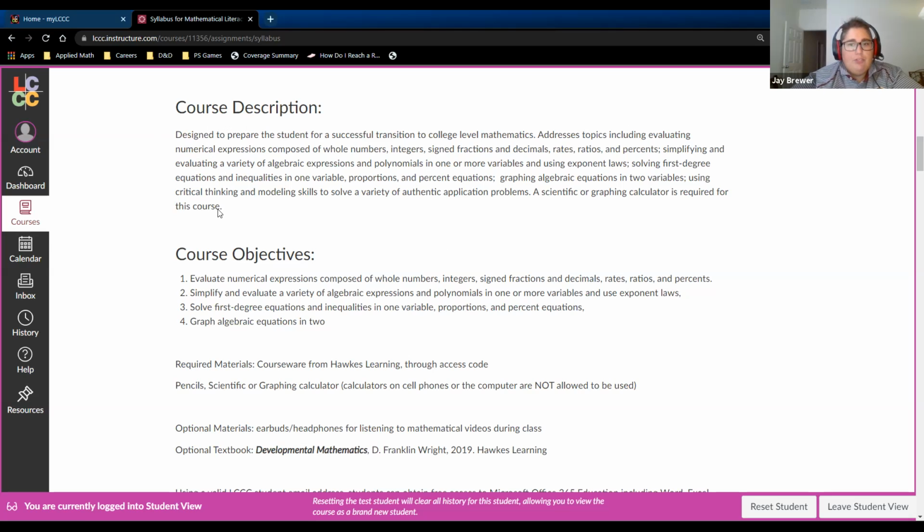Here's your course description. Basically, we're going to start at the very beginning. You're going to talk about whole numbers, integers, fractions, decimals, rates, ratios, percentages, simplifying and evaluating a variety of algebraic expressions, polynomials, exponents. We do a lot of different things in this class, and that's part of why it's self-paced.